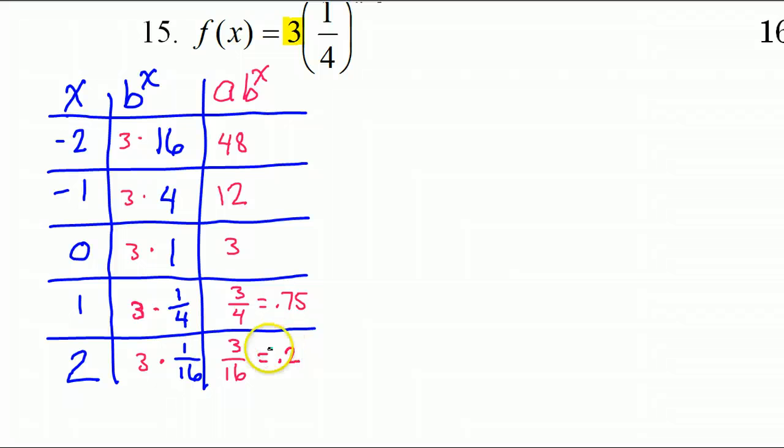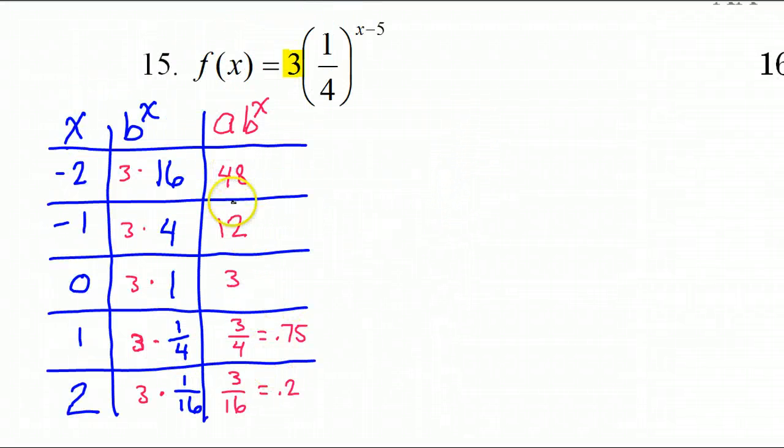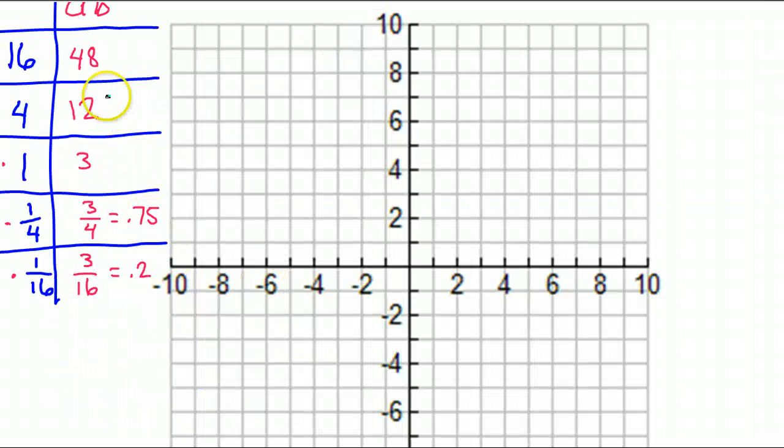Okay, so this is not the final answer, because what we haven't done yet is the -5, which will shift everything to the right 5. But this is where we will graph first. The idea will be to graph these 5 points, just the dots, and then shift them all to the right 5 and draw the graph. All right, so let's go ahead and graph the skeleton.